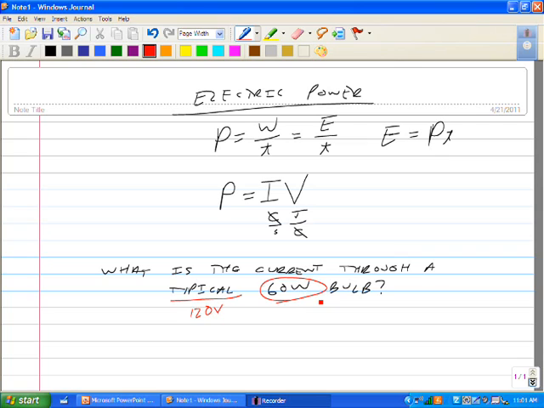So what is 60 watts? But what is 60 watts? What given information is that? That's power. And what's the unknown? I, current. So we have P equals IV as the relationship. Isolate the unknown and we get I equals P over V. Therefore 60 divided by 120 gives me 0.5 amps.